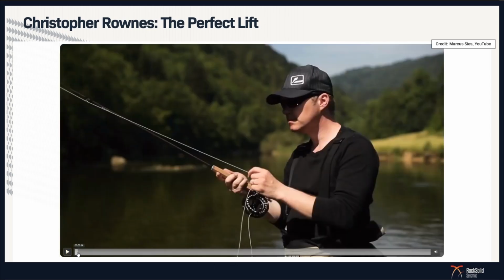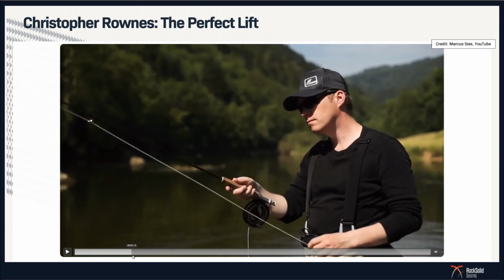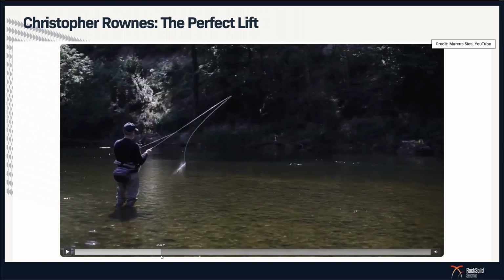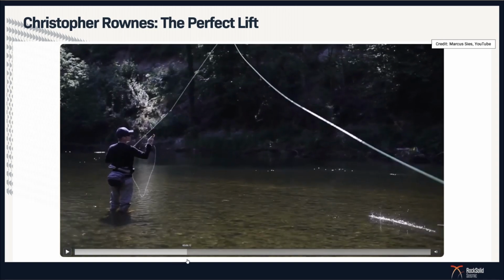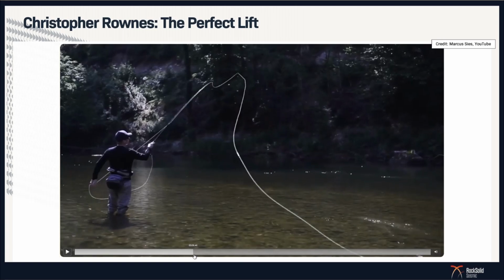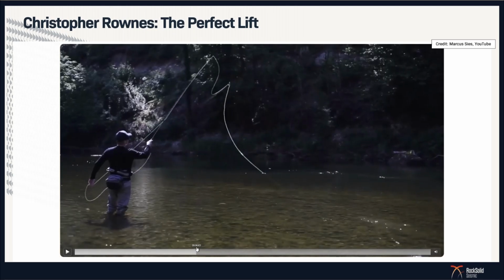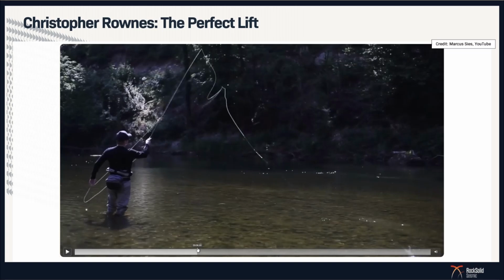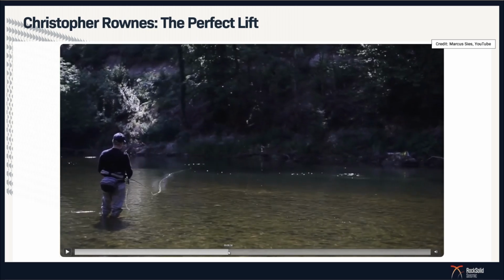So I'm going to go back to this first cast here. You see here, this is just a switch cast, makes the cast forward, and then after loop formation, lifts the rod tip here. You can see it started down here, it lifts it to here. That tightens that loop. Oh, sorry, not just tightens the loop. What he's doing is adding tension to the rod leg. And when you add tension to the rod leg, you make that wave travel through the line faster, and then he delivers the perfect cast.